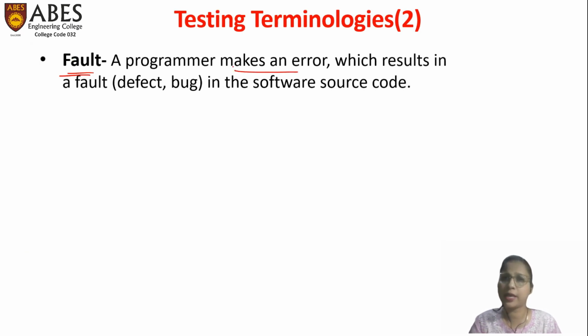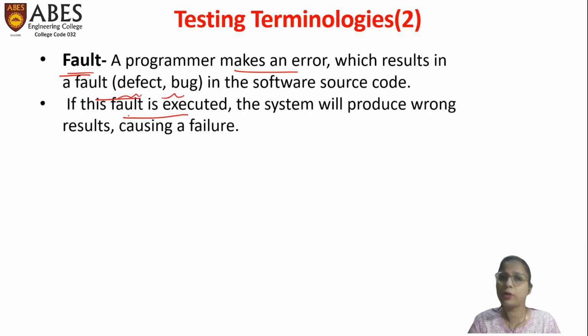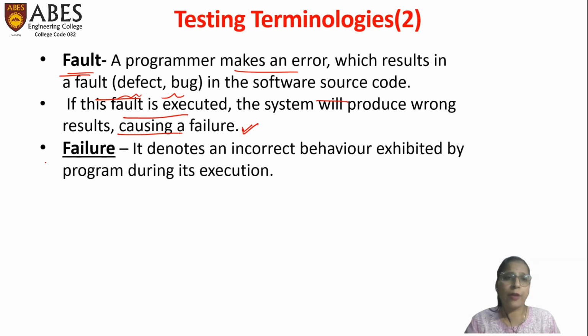What is a fault? A programmer makes an error which results in a fault, and that fault can be a defect or a bug in the software source code. If that fault is executed, the system will produce a wrong result, and that converts to a failure. Failure is a point where the system is not performing as per expectation. Say there is a login application and you provide the correct user ID and password, so it should give you access to the account, but it is not. There might be some defect or bug that still exists, which the software testing team has not identified. Failure is the incorrect behavior exhibited by the program during its execution.